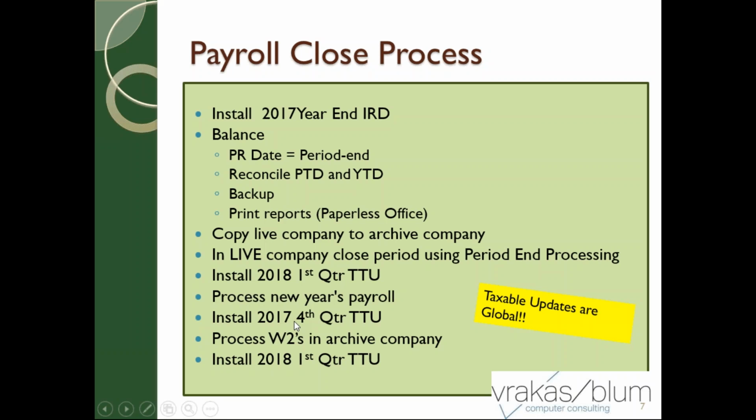After that, you install your 2017 fourth quarter tax table update. The reason for this is because tax table updates are global, and you're going to need to set it back to 2017 to be able to process your W-2s in the archive company. Once the W-2s are finalized and processed, you're ready to go back to your 2018 first quarter tax table update, so that will need to be installed as well.